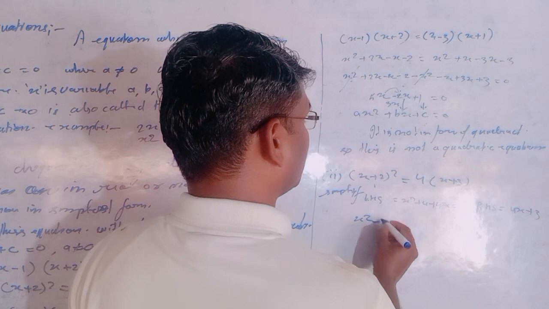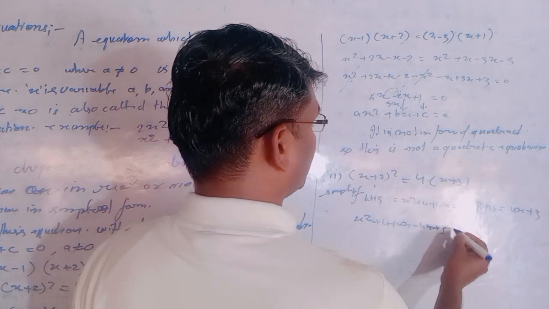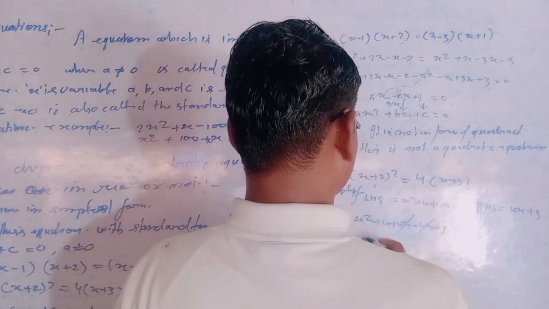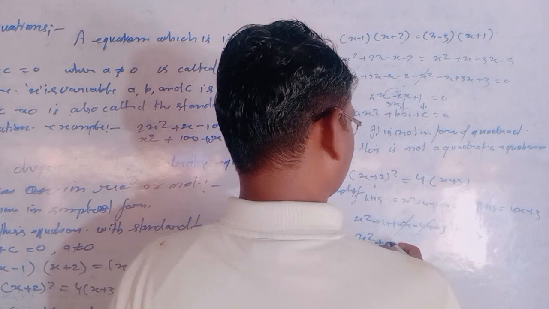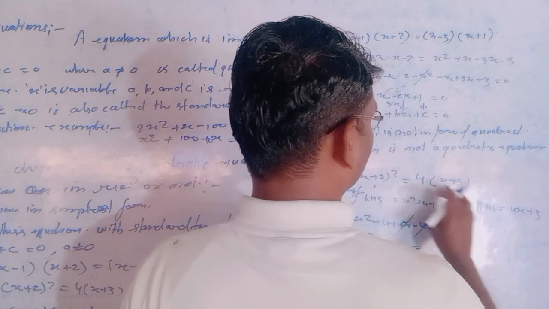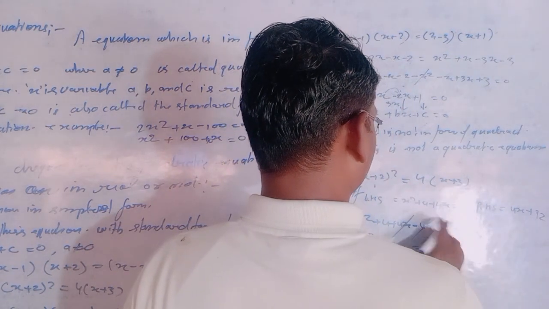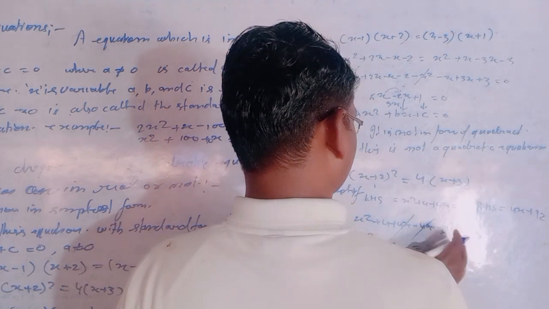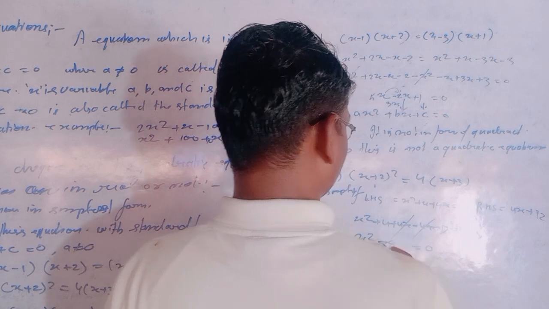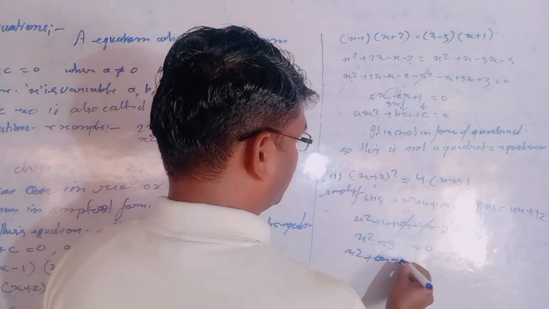LHS: x square plus 4 plus 4x minus 4x minus 3 is equal to 0. Now 4x cancels out, so x square plus 1 is equal to 0. We can say that x square plus 0x plus 1 is equal to 0.